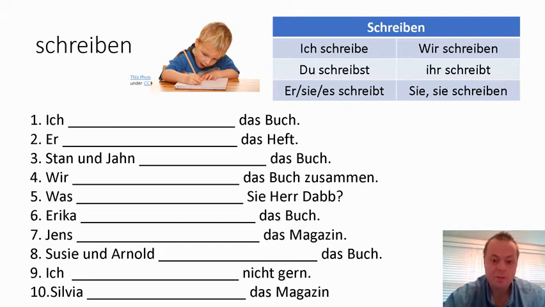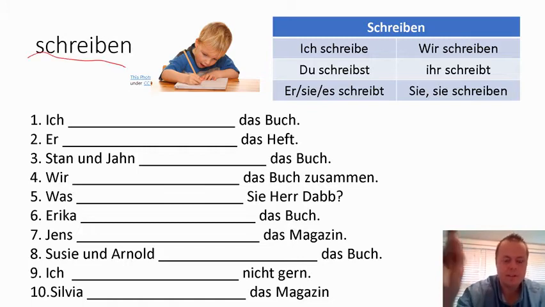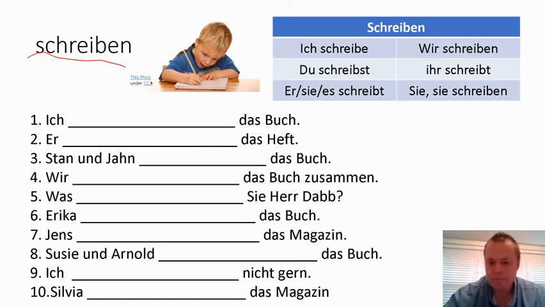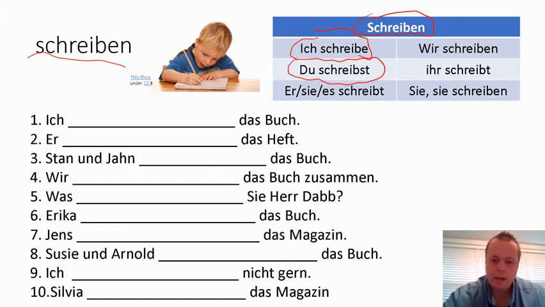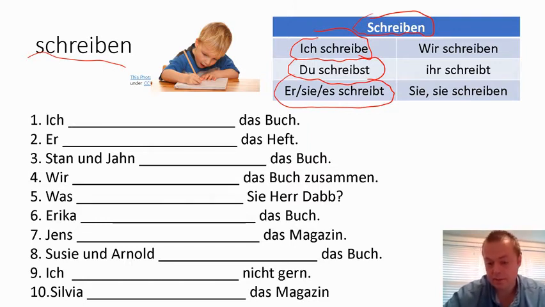Okay, now we are on Schreiben. You can see Schreiben here. Now, Schreiben, obviously, you see the boy. What's he doing? He's writing. So Schreiben is pretty common. People will use Schreiben. And the way that you say I write is you say ich schreibe. It's a little tricky to say. Du schreibst. Er, sie, es schreibt. And remember, er means he, sie means she, es means it.